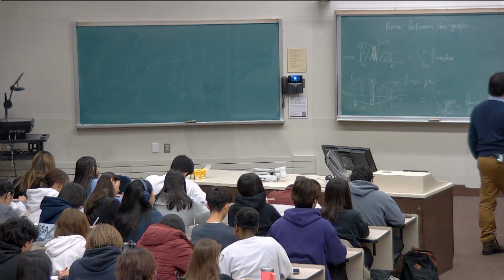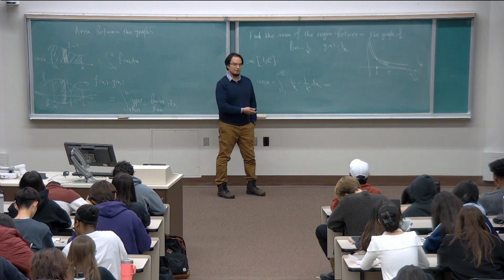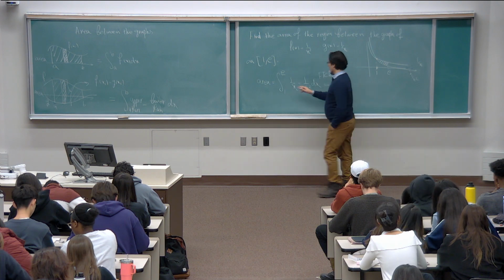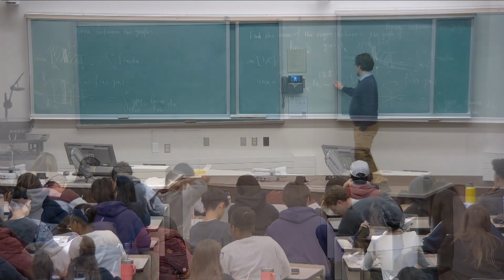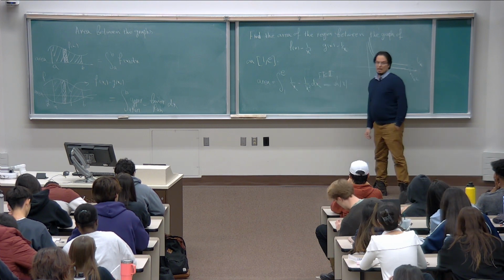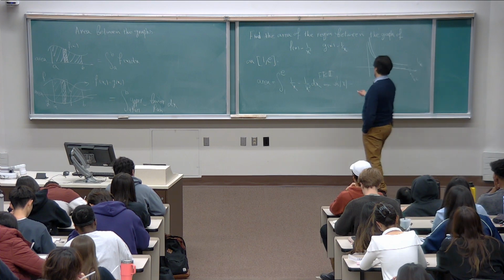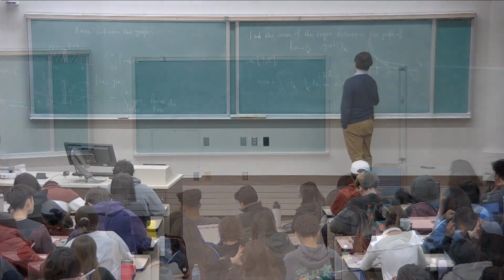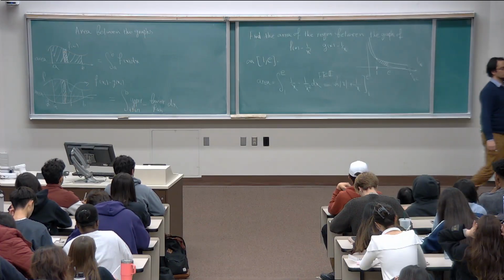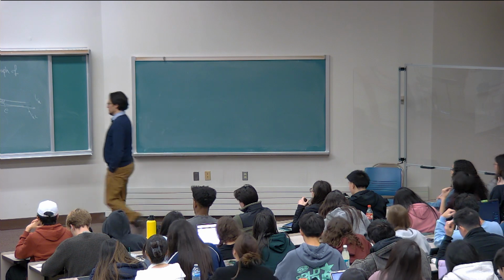Evaluating this is another story. You have to use FTC; here I'm using FTC 2. I have to find an antiderivative for 1 over x, which is ln of the absolute value of x, minus the antiderivative of 1 over x squared, which is negative 1 over x. Then we go from 1 to e. I found one antiderivative, and I need to plug in the endpoints.